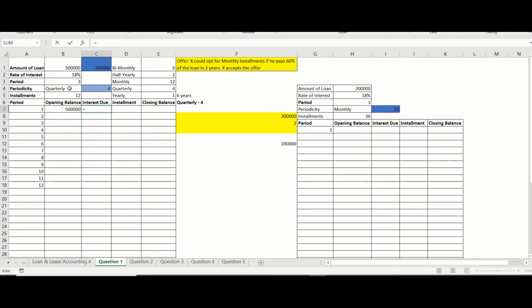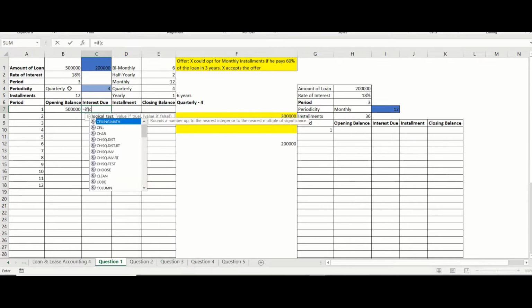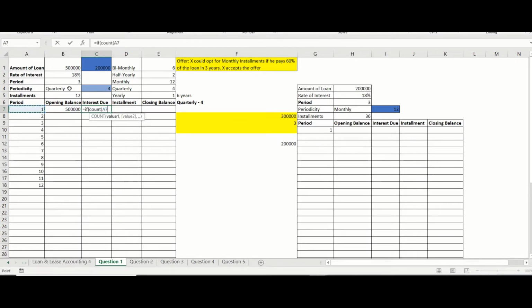How do I calculate my interest? Now यहाँ पे I am not using if and count function. If you want to, you can use it. I am just trying to make you understand the concepts. ठीक है? It would be better if you use it, but you do that on your own. ठीक है? Interest is, I'll do one for you. If count of this cell is equal to 1, and then I apply my proper formula, which is opening balance multiplied by my rate, which is 18%, and I fix it, divide by periodicity, I fix it again, comma, value is false, space. ठीक है, this is my interest due.